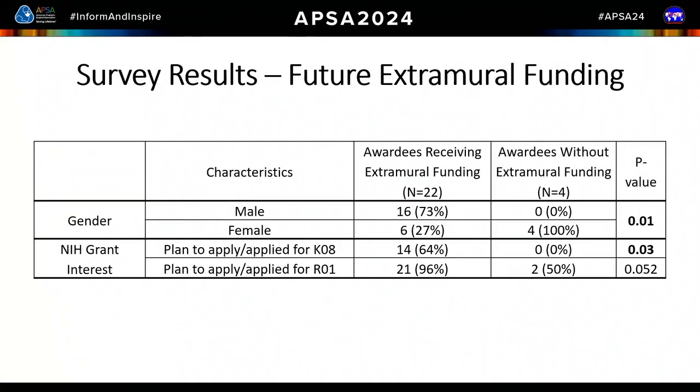When comparing awardees who received extramural funding after the award to those who did not, we saw that males were more likely to obtain extramural funding after their scholar grant, and those who had either already applied or intended to apply for a K08 were also more likely to obtain extramural funding following the grant.